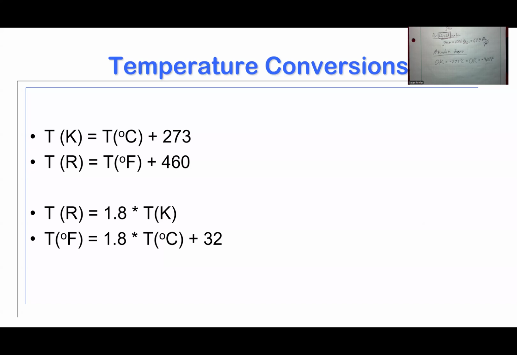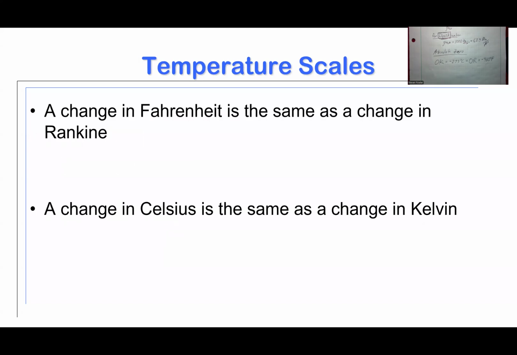Because the Rankine and Kelvin scales both intersect at absolute zero, to go from Kelvin to Rankine, you just multiply by that 9/5 or 1.8, and you can go between those scales easily. You don't have to add the y-intercept of 32 for that one. A change in Fahrenheit is equal to a change in Rankine, the same way a change in Celsius is equal to a change in Kelvin.